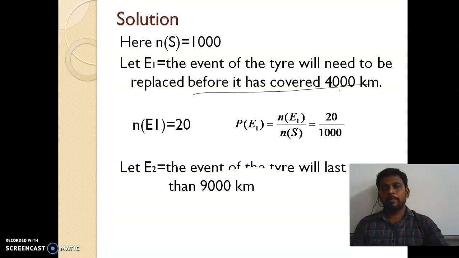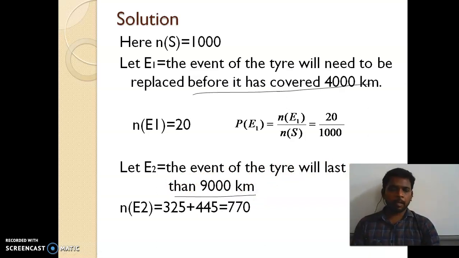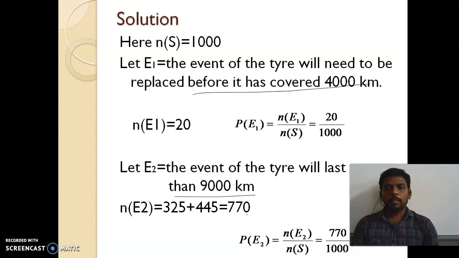And second, how can we define E2 according to the second question? The event that the tire will last more than 9000 kilometer. More than 9000 kilometer means we have to add the last two columns. 770 we have seen already, so the answer is 770 by 1000. And the third one is 535, which we also have already seen in the question answers. But that is the procedure, the necessary steps to write in the solution.